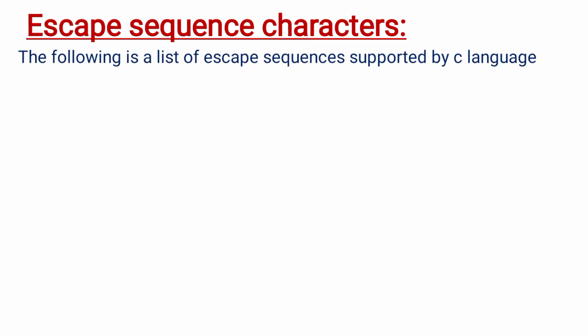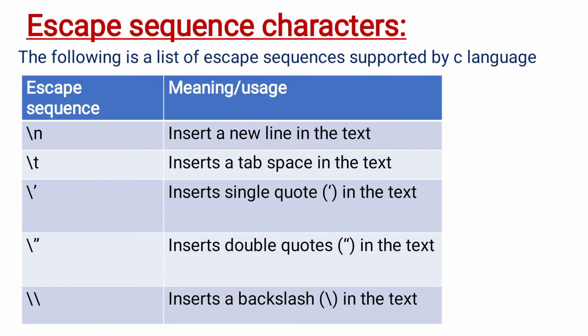Next we will see which escape sequence characters are available in C language. So this is the table containing escape sequence characters and their meaning or usage. Let's see them one by one. \n is used to insert a new line in the text. So if you want to move to the next line, you have to use \n inside the printf within the double quotes. All these escape sequence characters must be written inside the double quotes within the printf function.